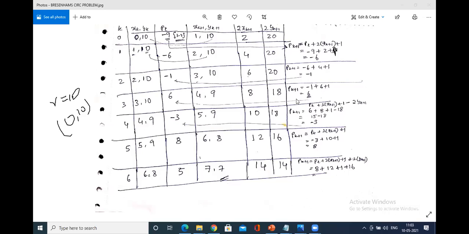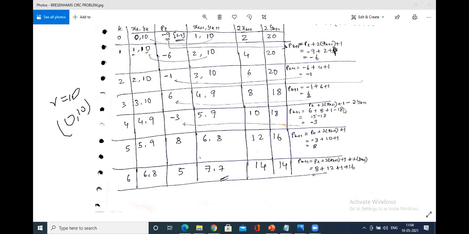It becomes positive. Once it becomes positive, what happens? You have to decrement the y-axis. So I'll decrement the y-axis from 10 to 9 and x is again incremented. Since pk is greater than 0, you have to find a new pk value based on a different formula.